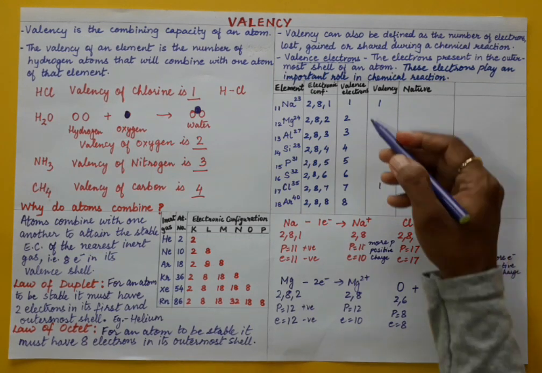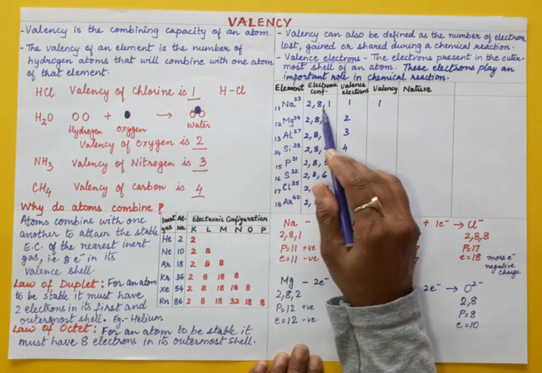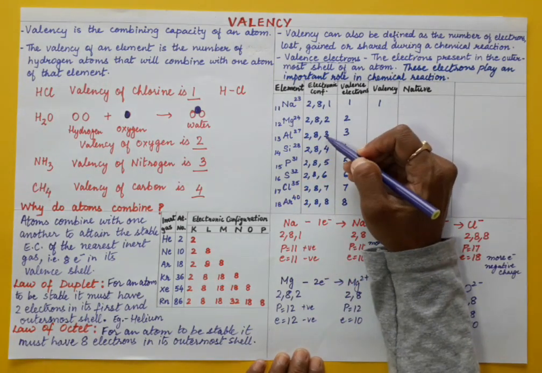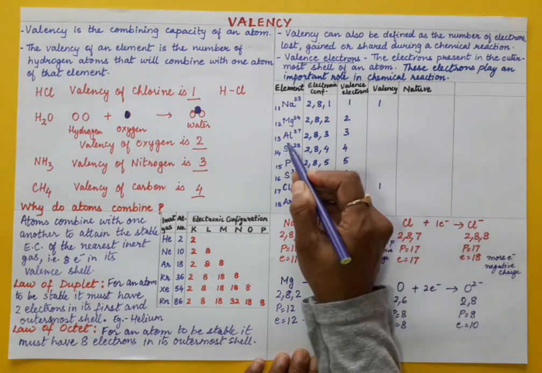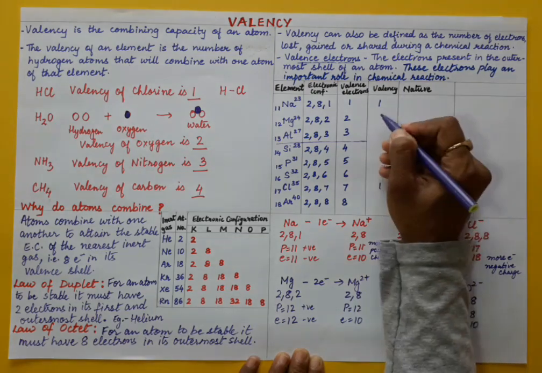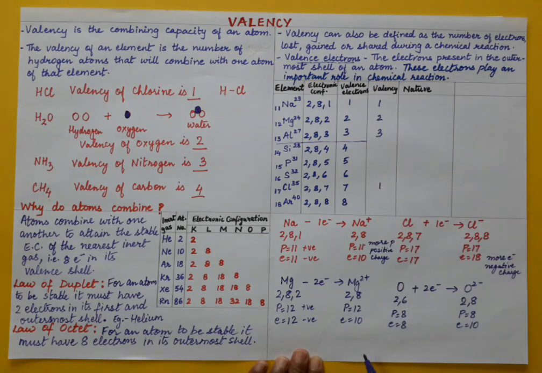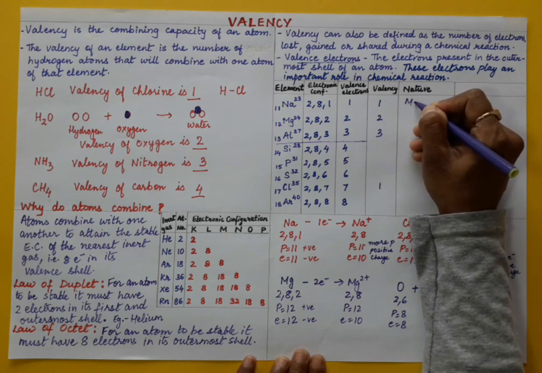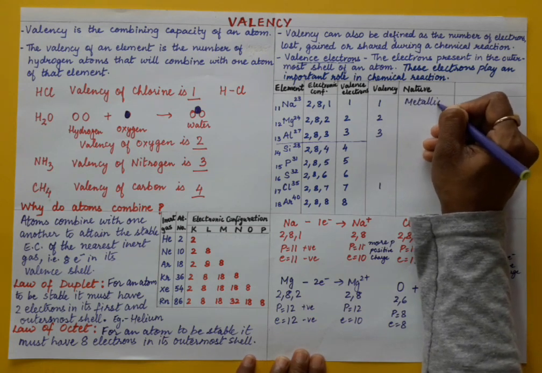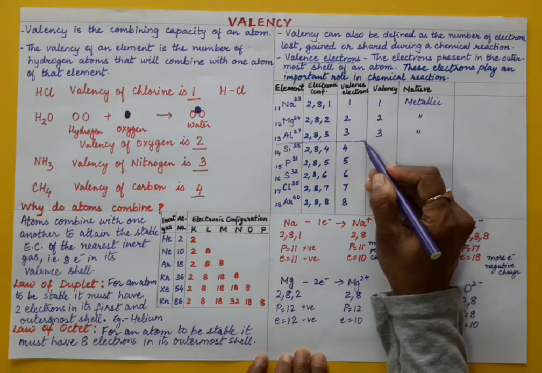So now let us understand how we can find out. See, any atom, if in the outermost shell it has 1, 2 and 3 valence electrons, they will lose these electrons and their valency will be 1, 2 and 3, right? And what is the nature of these? They are all metallic in nature. Okay, so all of these three are metallic in nature, right?